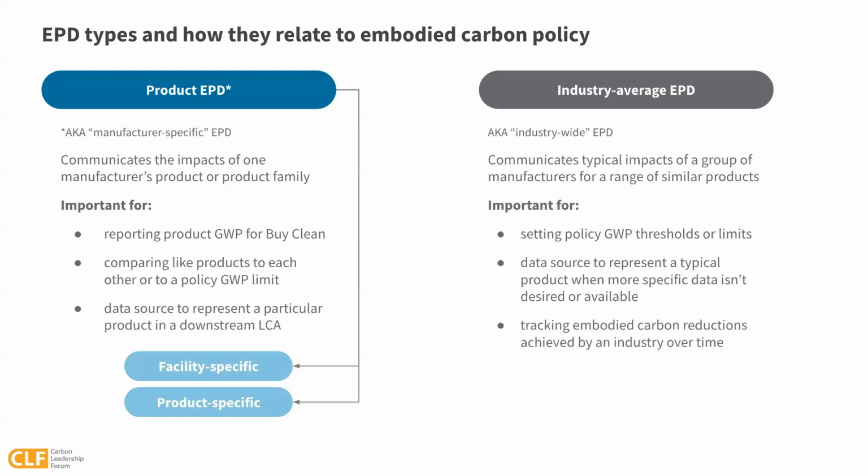The other broad type of EPD is the industry average or industry-wide EPD. An industry association usually publishes an industry average EPD, drawing upon data from several manufacturers across the market. In policy, industry average EPDs can be particularly important for setting GWP thresholds or limits, since they often draw from a large segment of the industry and have production-weighted results. They can also be helpful for tracking embodied carbon reductions achieved by an industry over time.